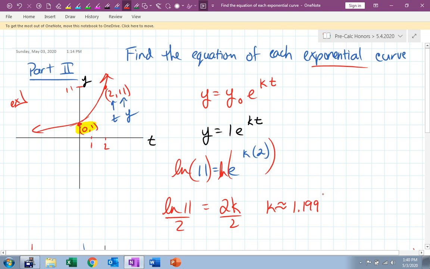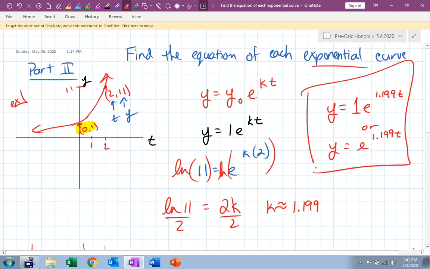In this case, this is exponential growth because this is positive, like we said before, if k was greater than 0. So our equation, or the model, would be y equals 1e to the 1.199t, or if you don't want to write the 1, y equals e to the 1.199t. Either one of those, perfect answer.